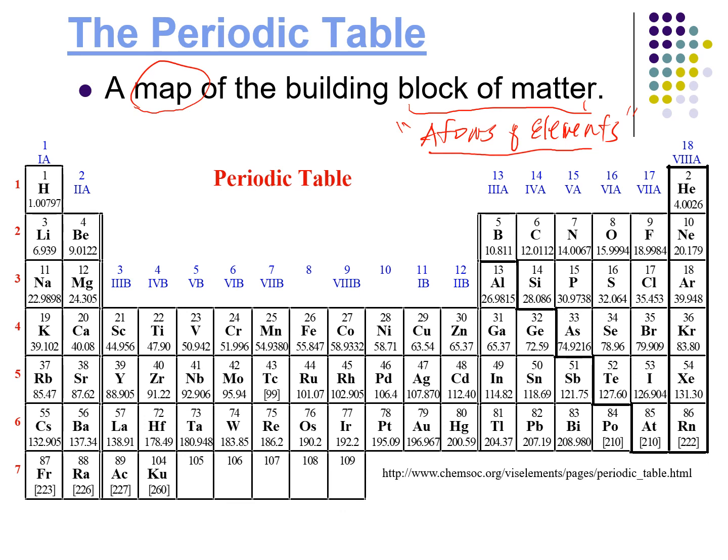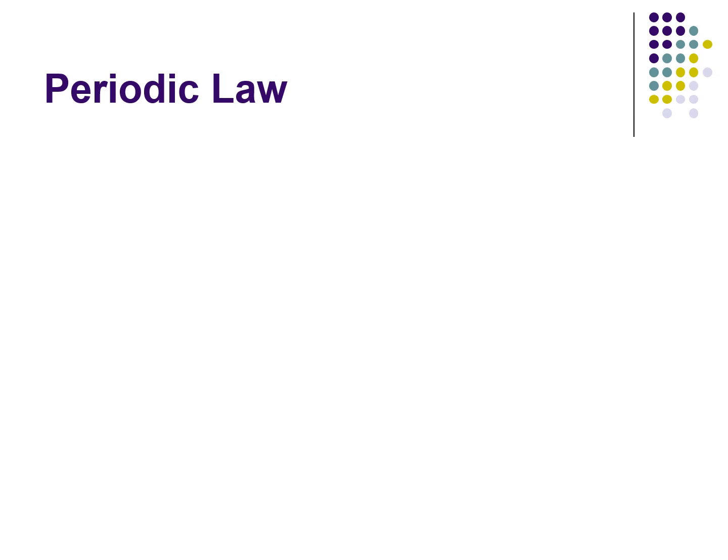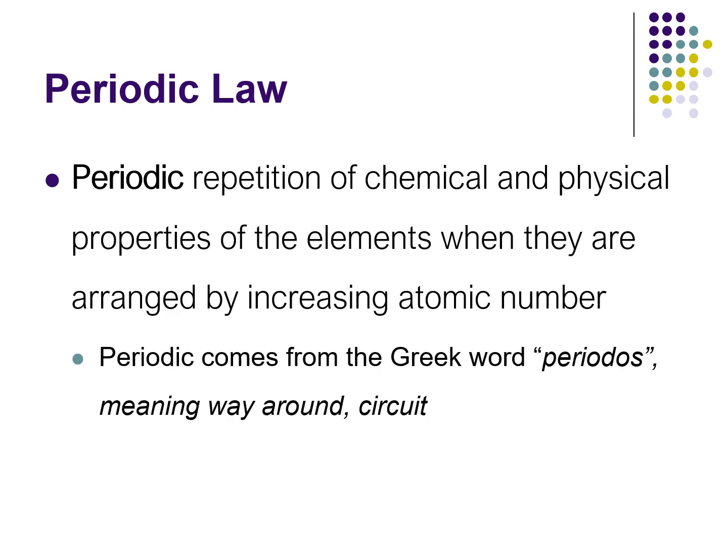Okay? Now, the periodic table reflects what we call the periodic law, which is the repetition of chemical and physical properties of the elements when they are arranged by increasing atomic number. So now I would like you to take a look at our periodic table, and you can see that the elements are basically arranged in terms of increasing atomic number.